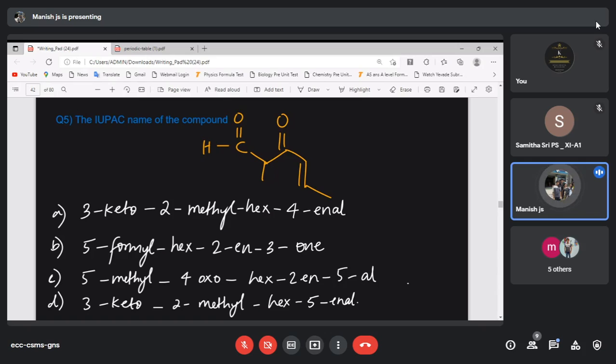What do you mean by an enal group? Sir, where there is a double bond we add 'ene', and the functional group here is an aldehyde, so the suffix is 'al', so we write enal. Yes. So for a double bond and an aldehyde attached, you call it as enal. Okay.